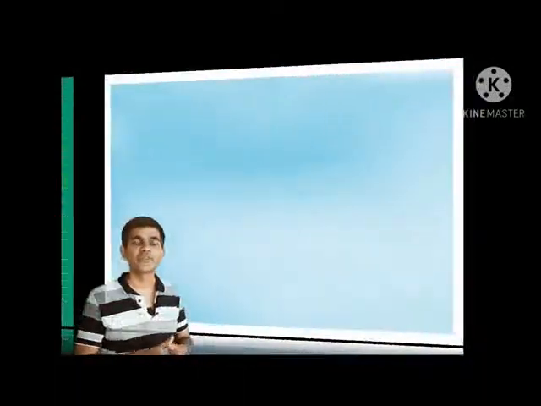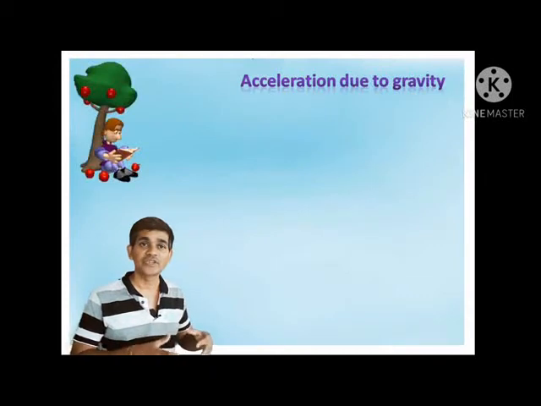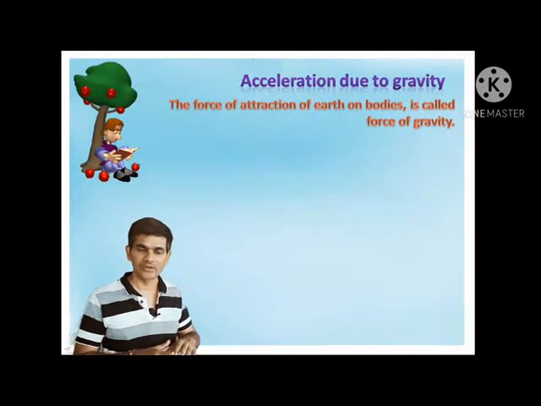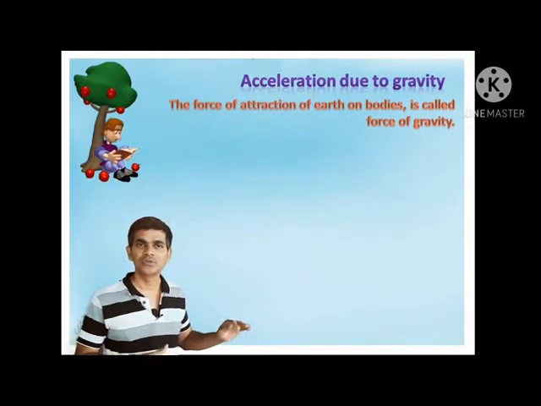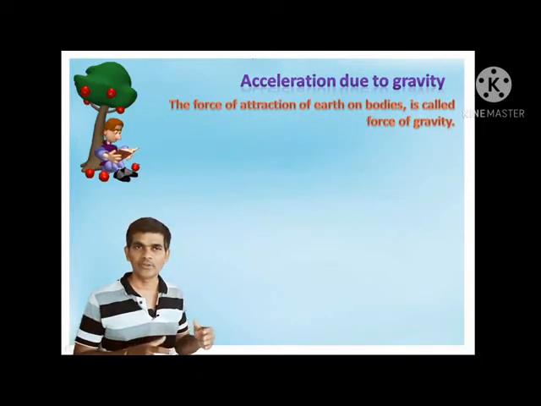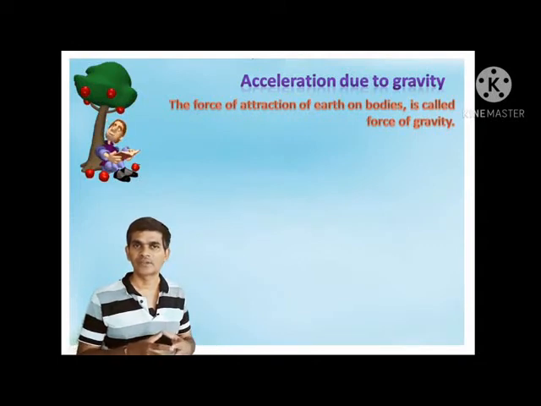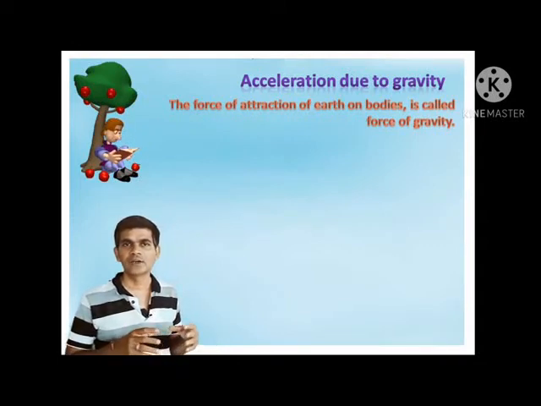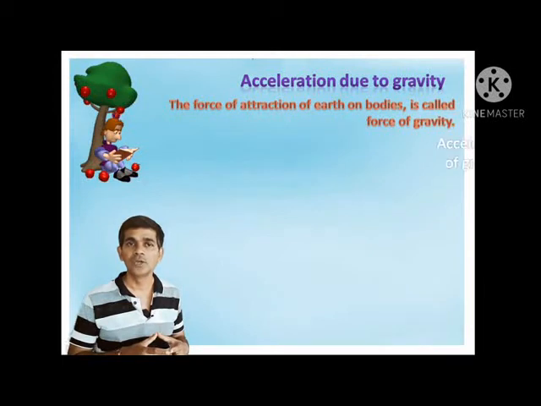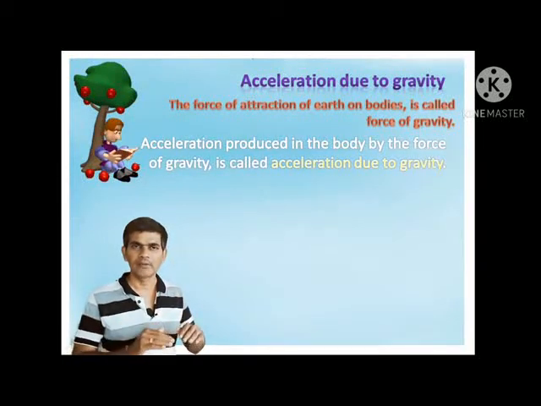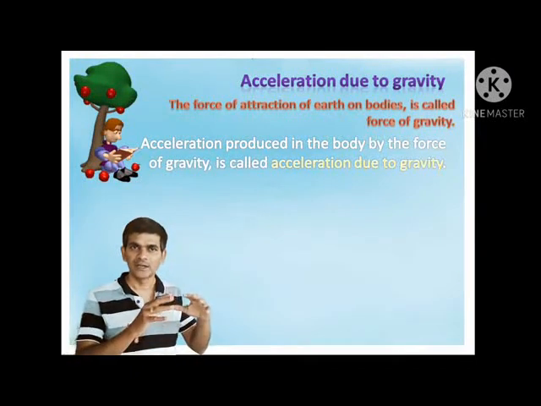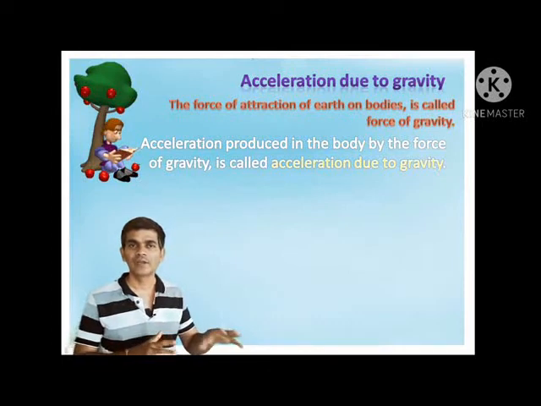This topic is acceleration due to gravity. What is meant by acceleration due to gravity? The acceleration of a body due to gravitational force on the surface of the earth is called acceleration due to gravity. So what is acceleration due to gravity and how it varies from place to place, etc., we will see here. See, the force of attraction of the earth on a body is called force of gravity. Every object on this earth is attracted by the earth's gravitational field, and that is called the force of gravity.